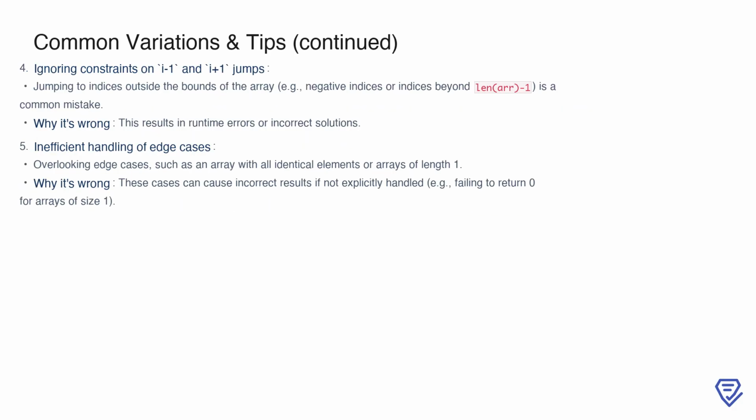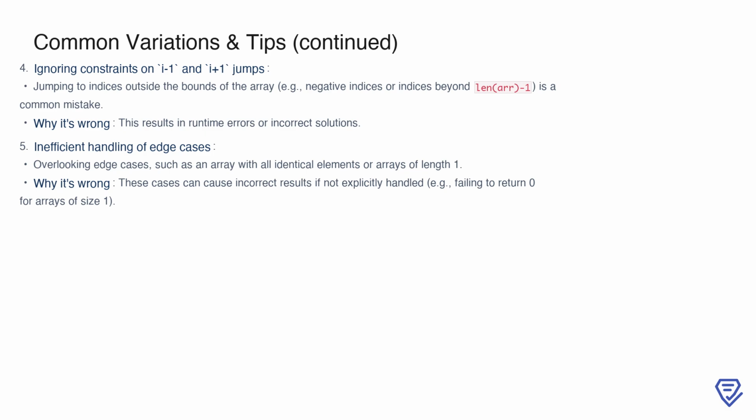Another common mistake is ignoring constraints when jumping to i-1 or i+1. If you allow jumps to indices outside the bounds of the array, like negative indices or those beyond the last index, you'll encounter runtime errors or incorrect results. This is especially critical in edge cases, such as arrays of size 1 or arrays with all identical elements.